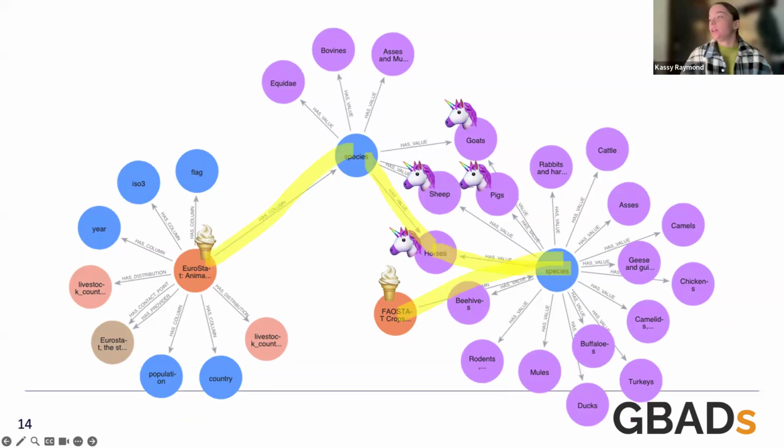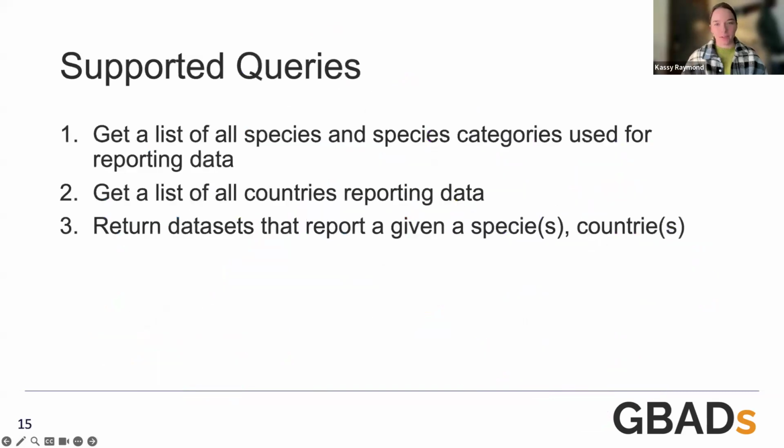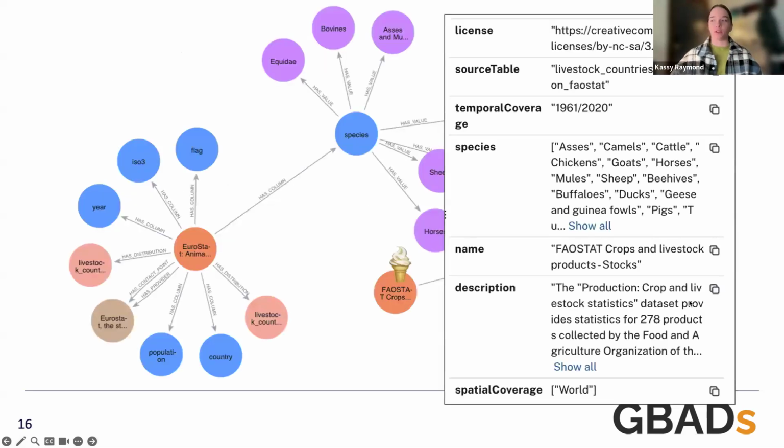So let me show you what this looks like. In my drawing here, very neat and tidy, if I wanted to see what data was available for horses, the graph database allows us to traverse the graph and see that FAOStat and Eurostat both have data about horses. Similarly, you could do that with sheep, pigs, and goats. So using the system, this is what currently is supported for querying. You can get a list of all species and species categories used for reporting data. This is an advantage because of the vocabulary point in the earlier slides too. You can get a list of all countries reporting data, and you can also return data sets that report a given species and country. Once you return data sets, you're provided metadata about the data, which looks again like this. So you can have all the information about the data.